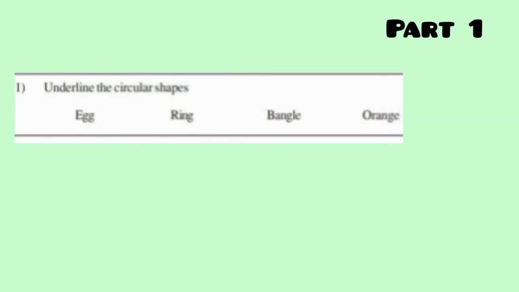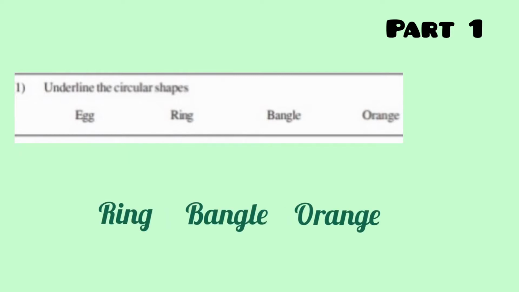First, we'll discuss part 1 in the paper. First question, underline the circular shapes: egg, ring, bangle and orange. Out of the given items, ring, bangle and orange are circular shapes. So, these are the answers.